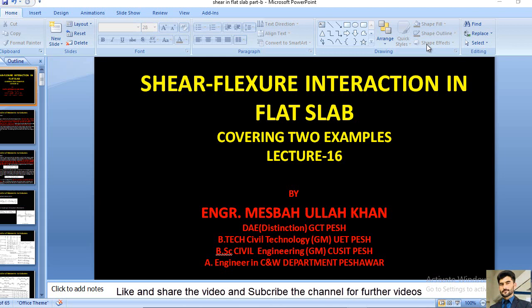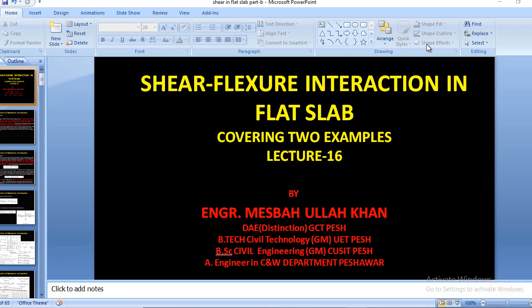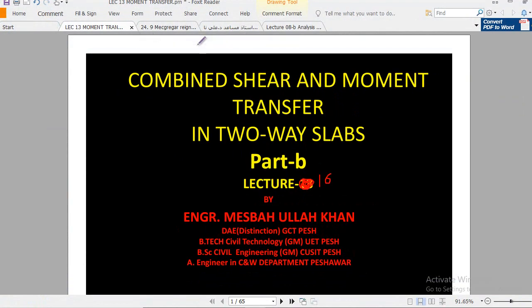Students, as in lectures number 14 and 15, we started the analysis and design of shear in a flat slab system, from lecture number 11. Today, inshallah, we will cover the whole shear analysis in a flat slab system by covering two examples, right? So basically what we have covered in lecture number 14 and lecture number 15, sorry.